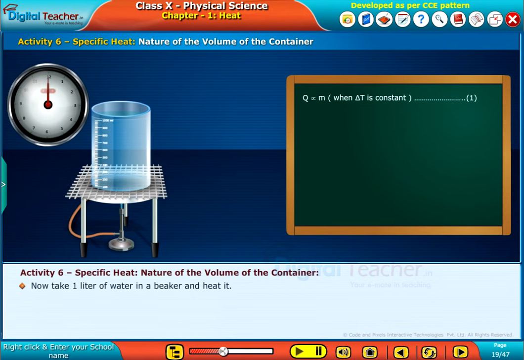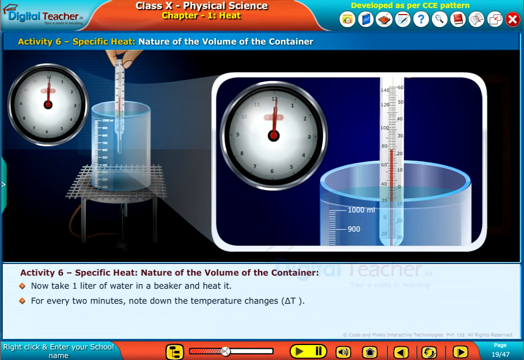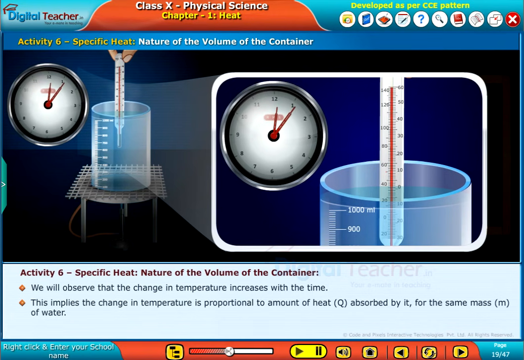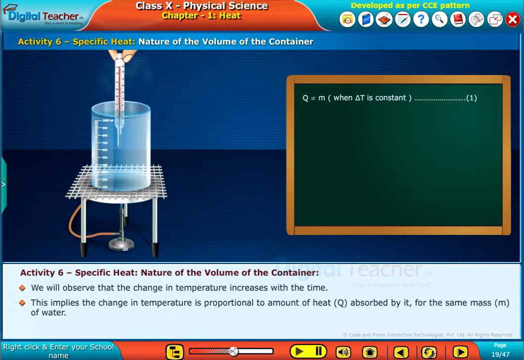Now take 1 liter of water in a beaker and heat it. For every 2 minutes, note down the temperature changes delta T. We will observe that the change in temperature increases with the time. This implies the change in temperature is proportional to amount of heat Q absorbed by it for the same mass m of water. Q directly proportional to delta T when m is constant. Consider it as equation 2.